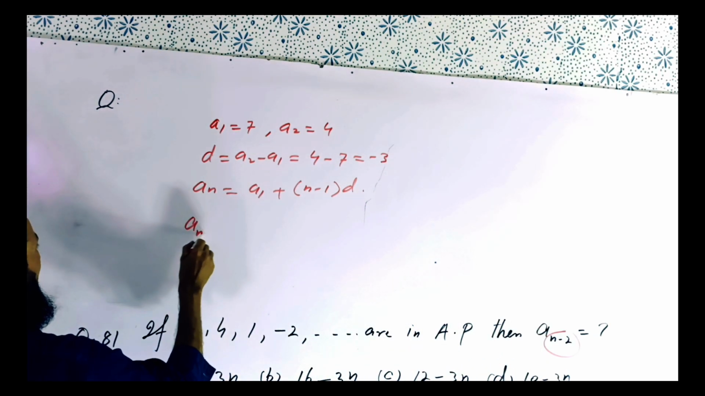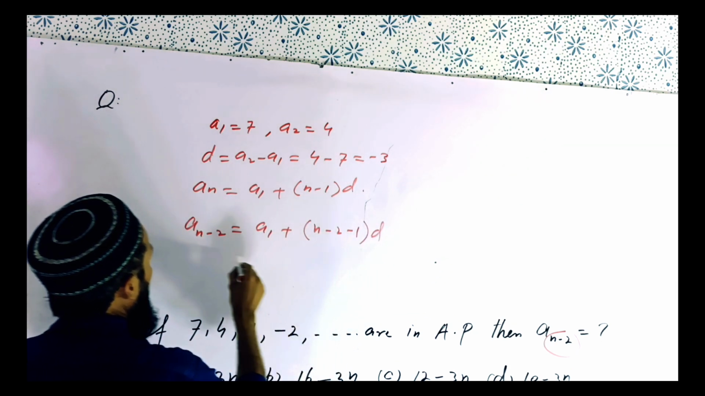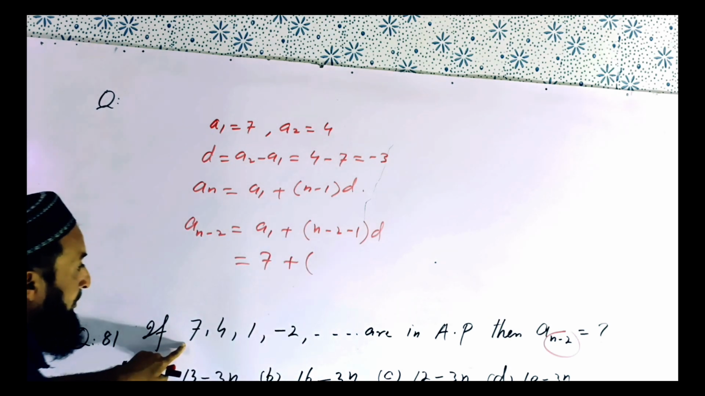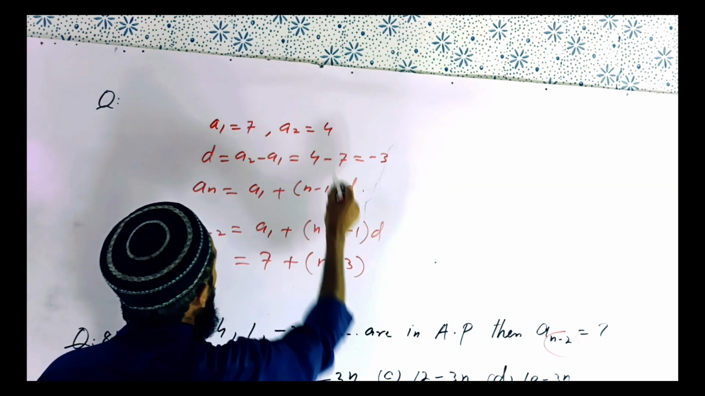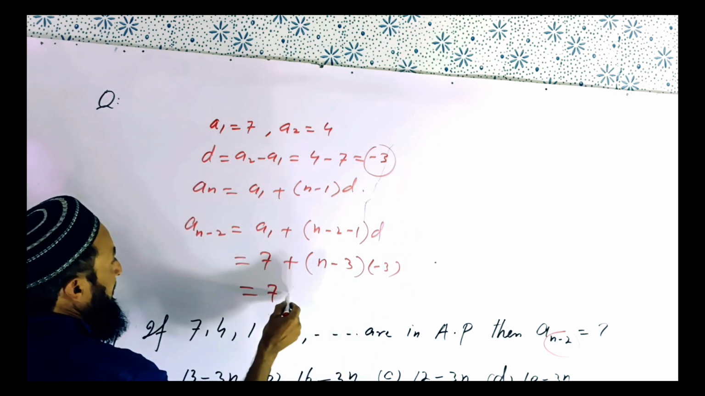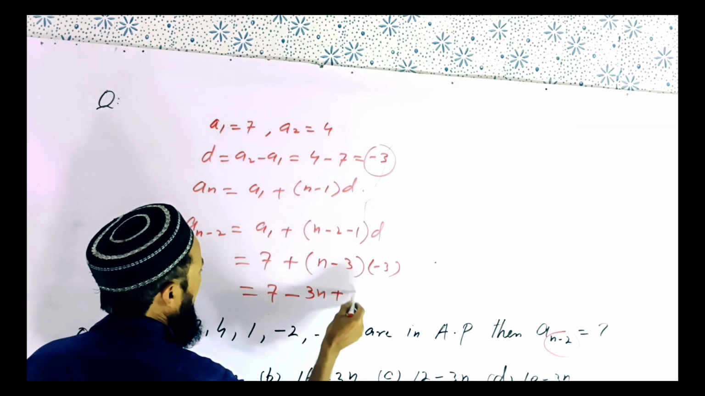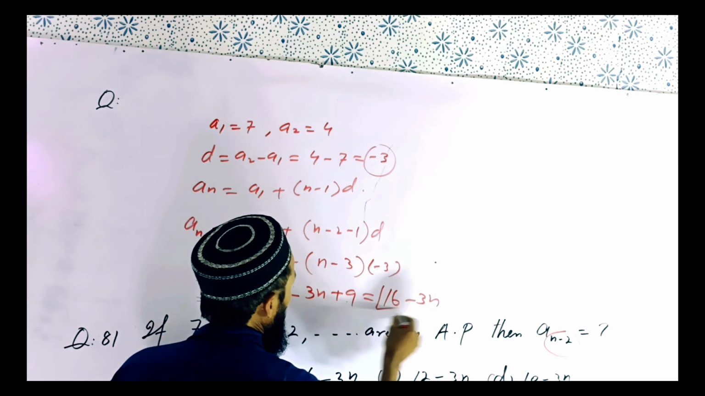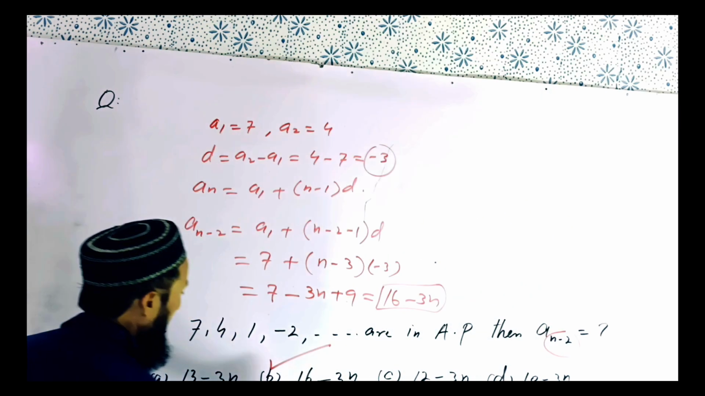Put it in here: a(n minus 2) is equal to a1 plus (n minus 2 minus 1) d. Here a1 is already given as 7, plus n minus 3, and d we found is minus 3. So we put minus 3 here. 7 minus 3 multiplied by n, we get minus 3n, and minus into minus gives plus 9. 9 plus 7 we get 16, so 16 minus 3n. This is the general term of the sequence. We get B as the correct answer.